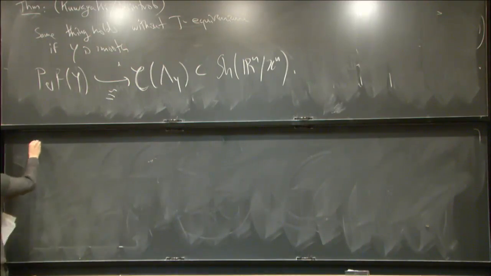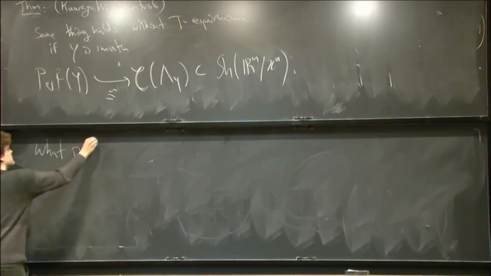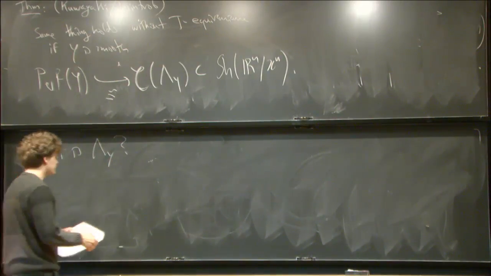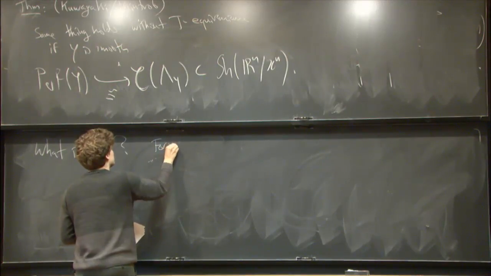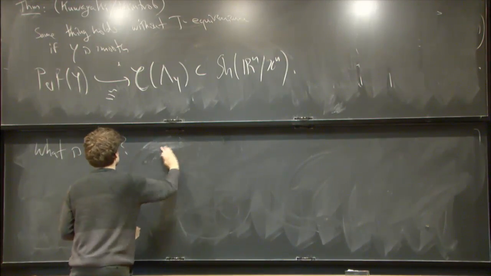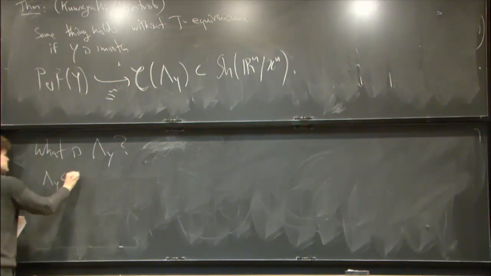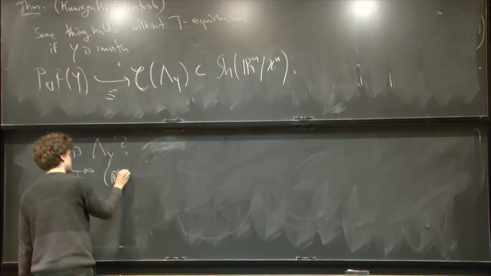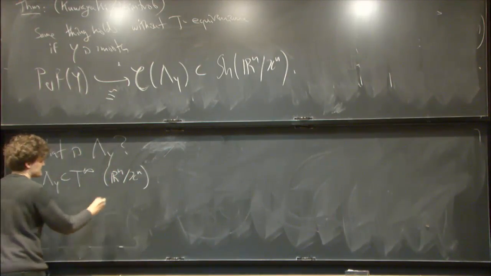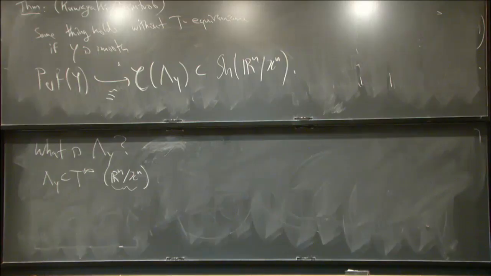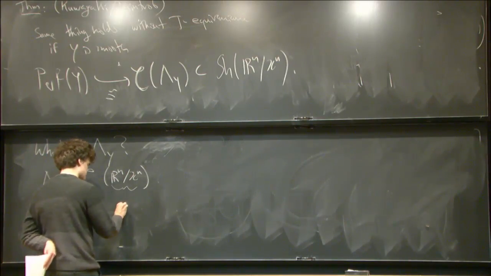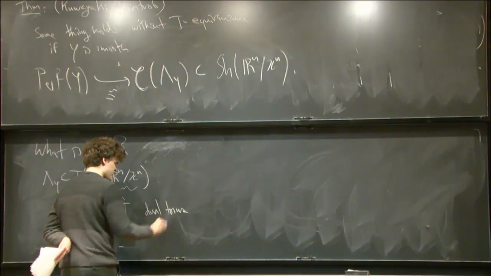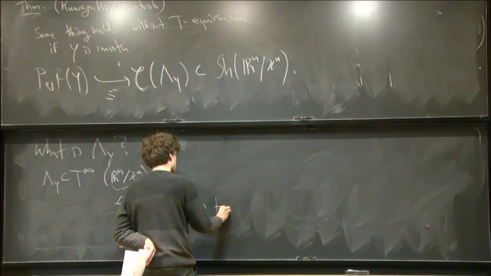So I'm going to tell you what this lambda y is. First of all, there's a formula for it. Oh, okay, first of all, where does it live? It lives in the cosphere bundle over this Rn mod Zn. It's not just any torus. This is the dual torus, the dual compact torus to the torus acting on y.